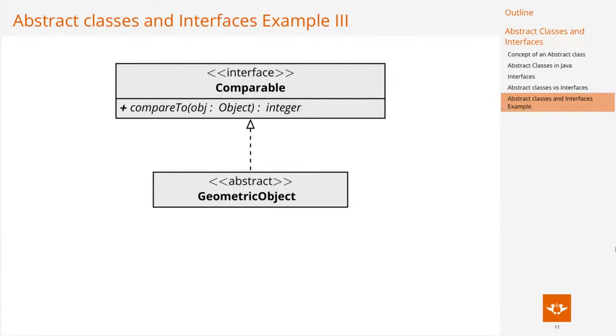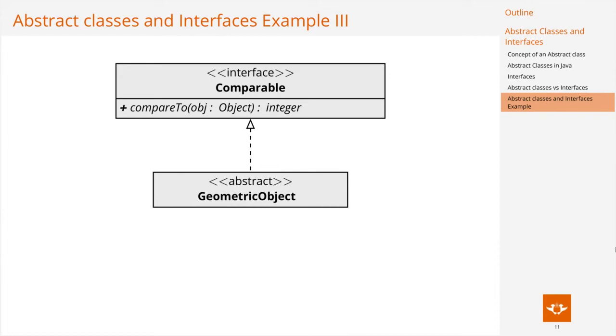Because geometric object is an abstract class, it doesn't have to implement that method. The child classes will implement that method. This is just indicating that somewhere in the hierarchy, when there is a concrete class, they have to implement a compareTo method. So what does this compareTo method do? We've seen compareTo before. What does compareTo do?